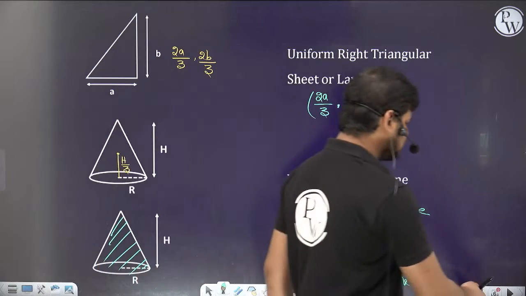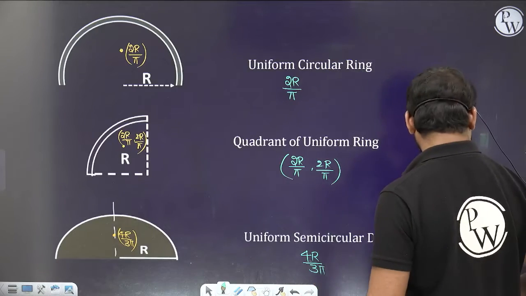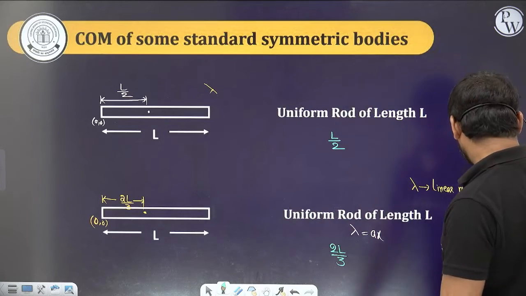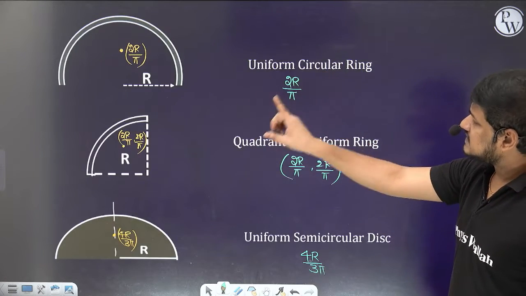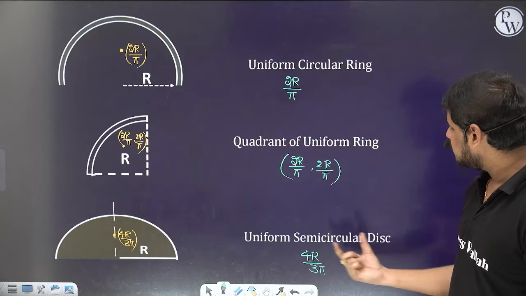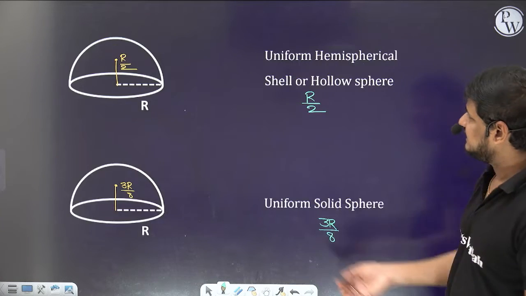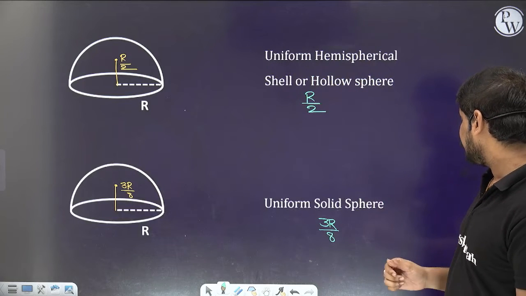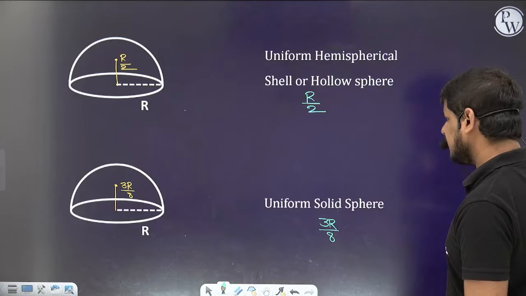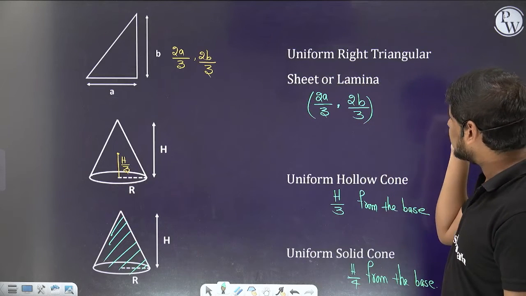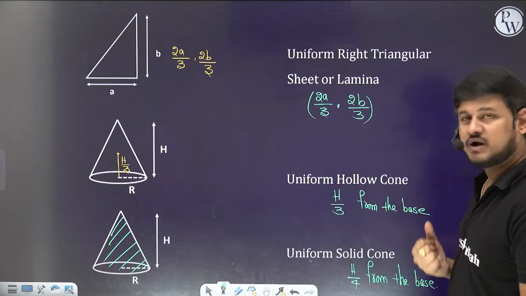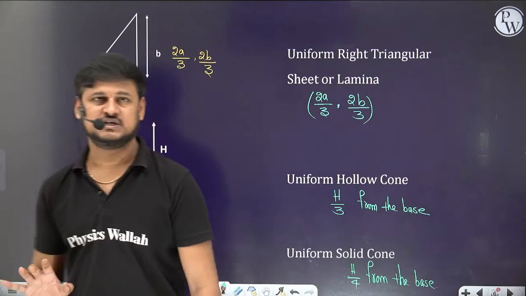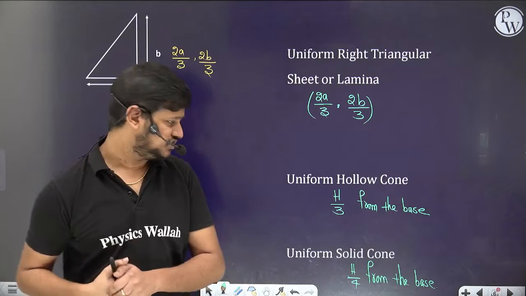So these are some standard symmetrical bodies whose center of mass you should remember. Uniform rod you can remember easily. And then uniform circular ring and quadrant of uniform ring, uniform semicircular disc, and then uniform hemispherical shell or hollow sphere, and then uniform solid sphere. And then uniform right angular sheet or lamina, uniform hollow cone, and then uniform solid cone. So these you should remember, guys. Clear? Understood, guys? Let's move further.